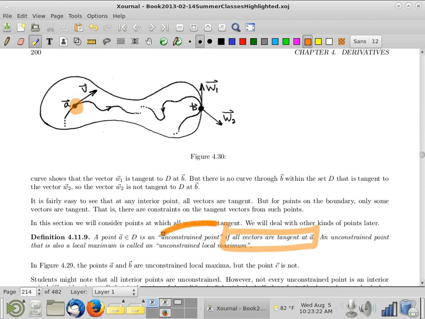And so we're going to call that an unconstrained point. So it's unconstrained in the sense that when you're at the point A, you can move in whatever direction you want. At least a little bit, you can move in whatever direction you want. Okay.